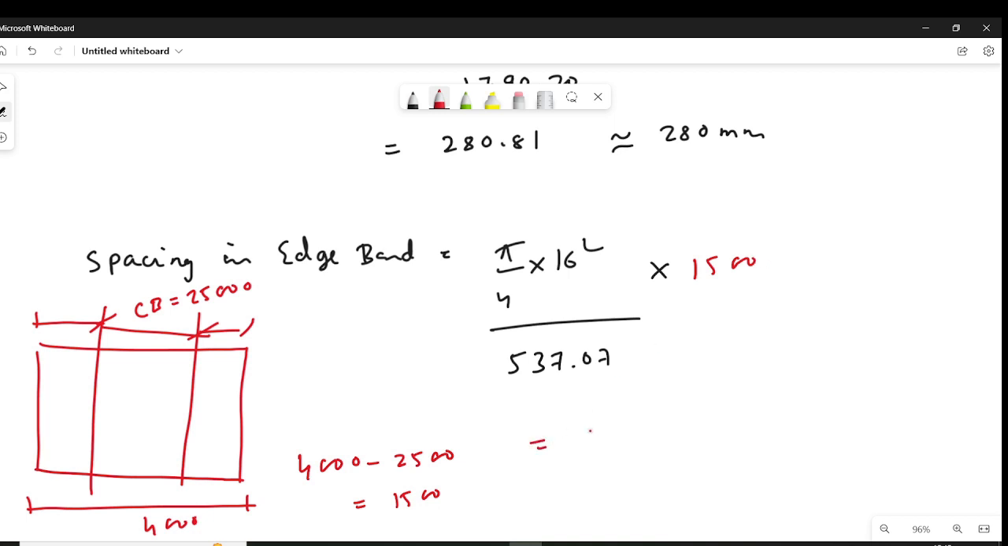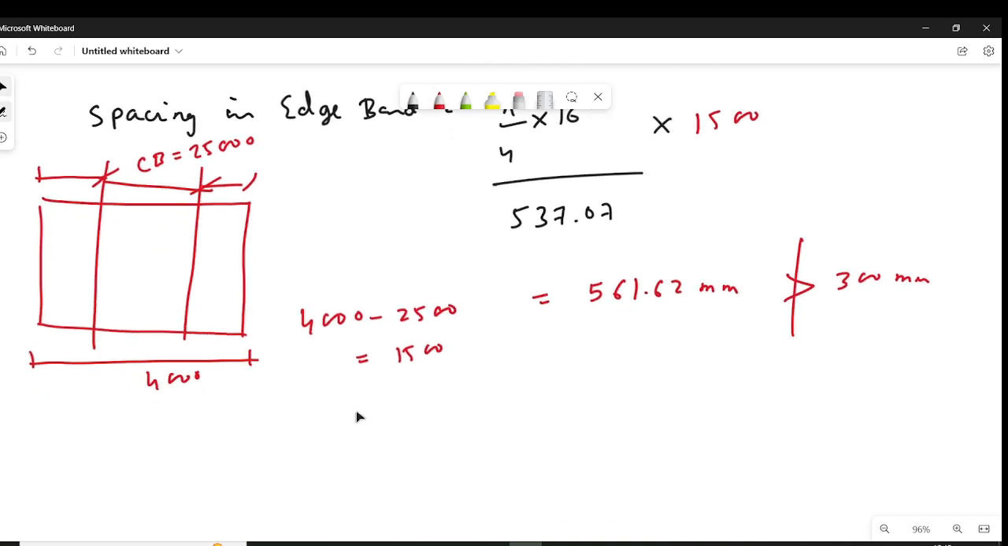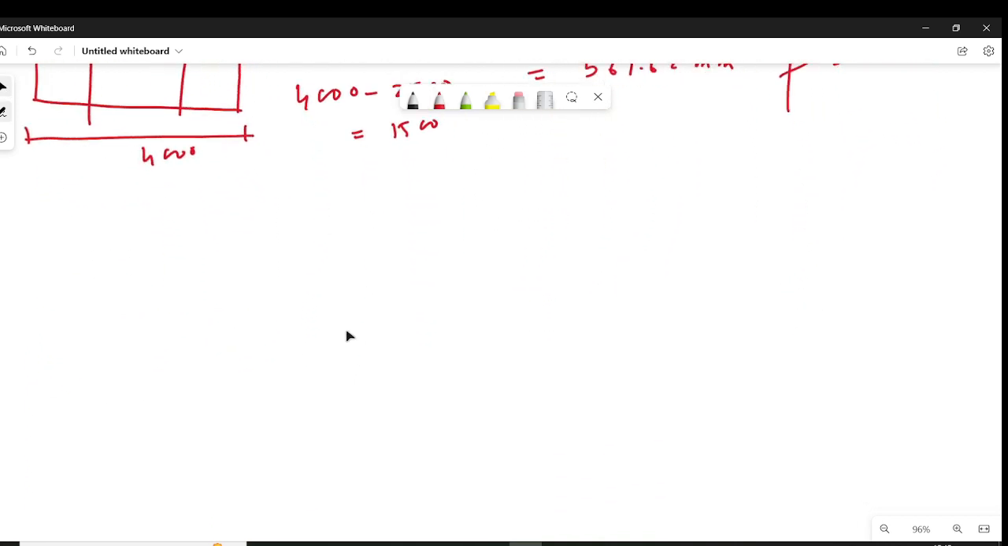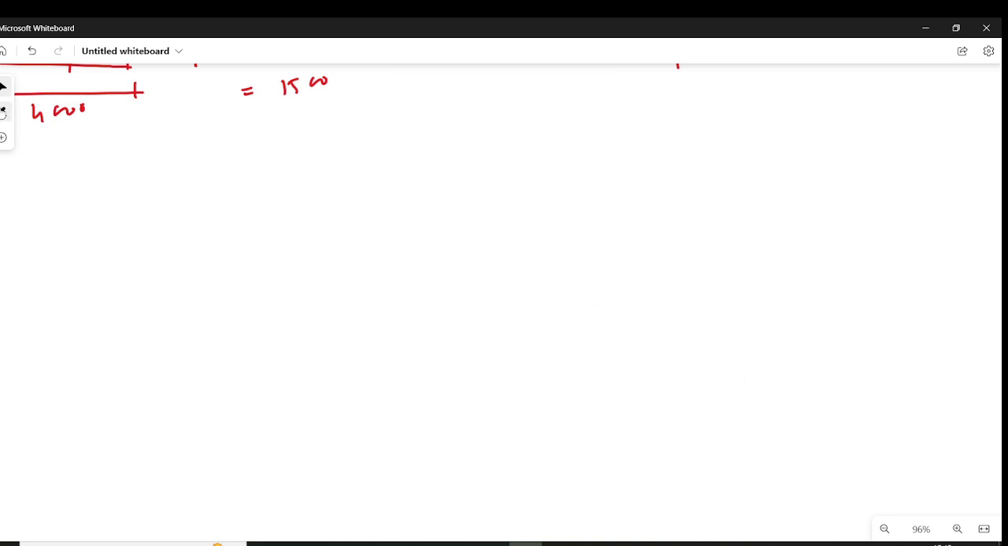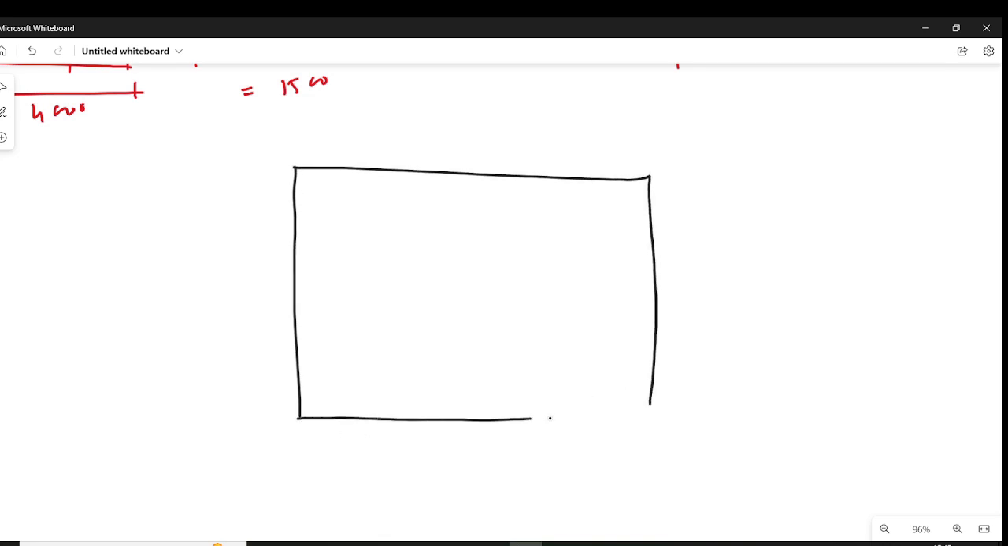So here the spacing is 561.62 mm, which is greater than 300 mm. You see, the spacing in the footing should not be greater than 300 mm. If it is greater than 300 mm, then we have to provide 300 mm as a spacing. So we got the spacing in the central band, we also got the spacing in the edge band. We can draw the figure, we can draw the reinforcement detail.